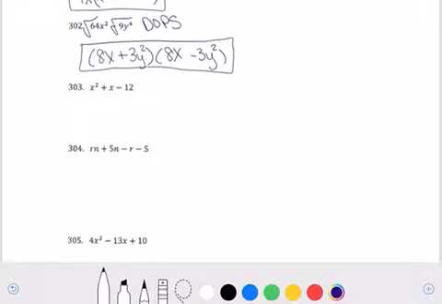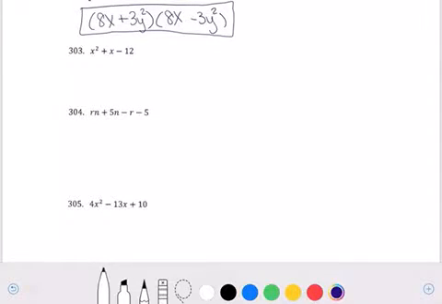Okay, next one for 303. I know I'm supposed to check for a GCF first. 303 has 3 terms, but they don't have any term in common or any GCF. So I'm just going to go ahead and count my terms. I already did. It has 3, so this is definitely going to be a trinomial method.